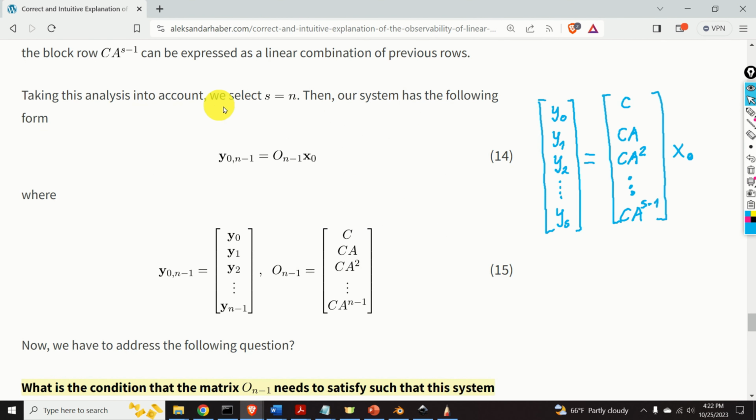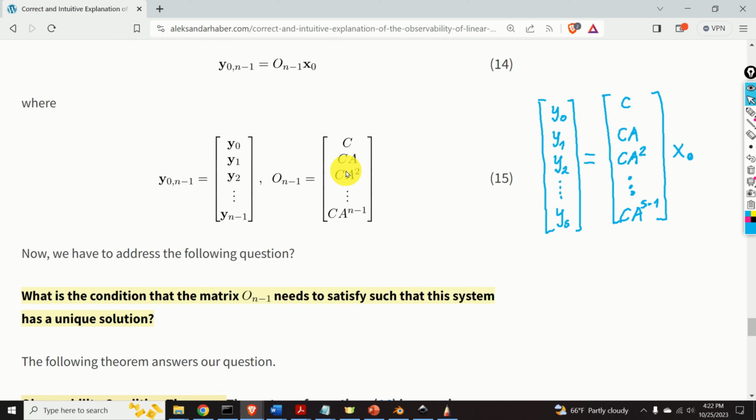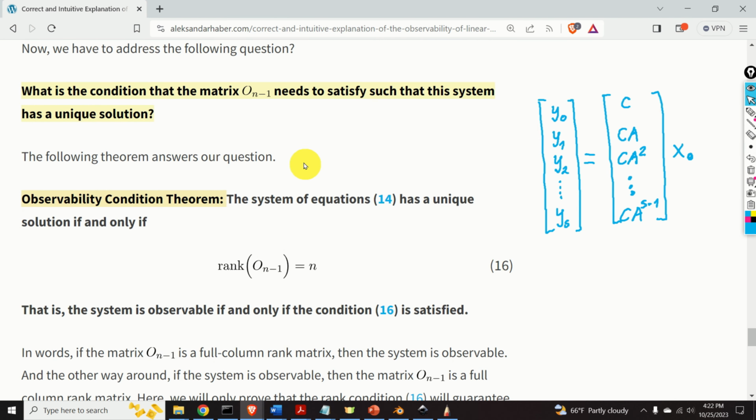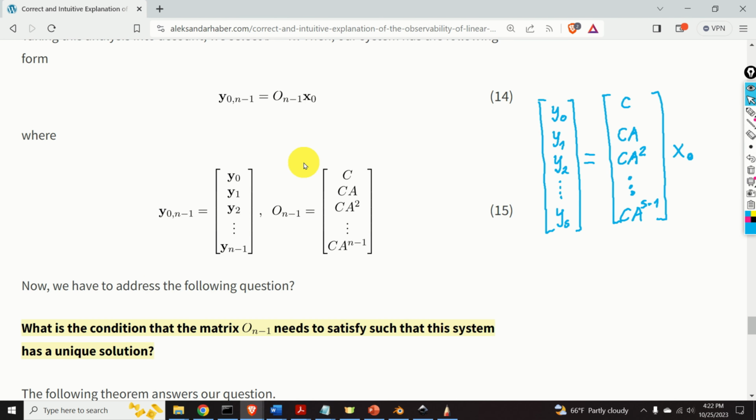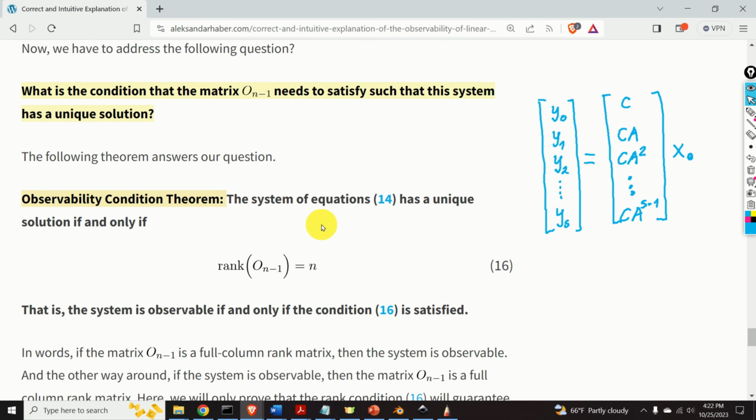Taking this analysis into account, we can safely select s equal to n. Then our system has this form, where this vector is defined over here and the matrix is defined over here. Now we have to address the following question. What is the condition that the matrix O_{n-1} needs to satisfy such that this system has a unique solution? This theorem answers our question.